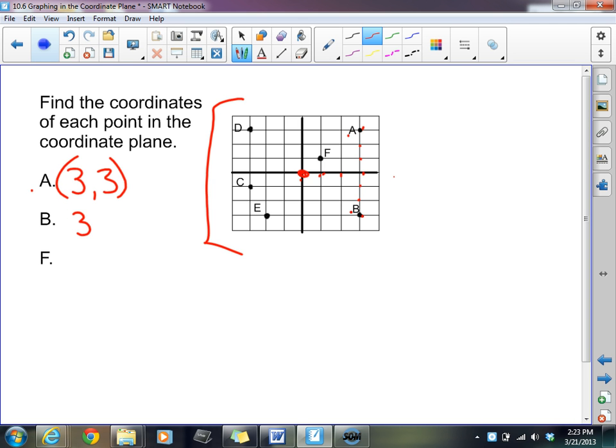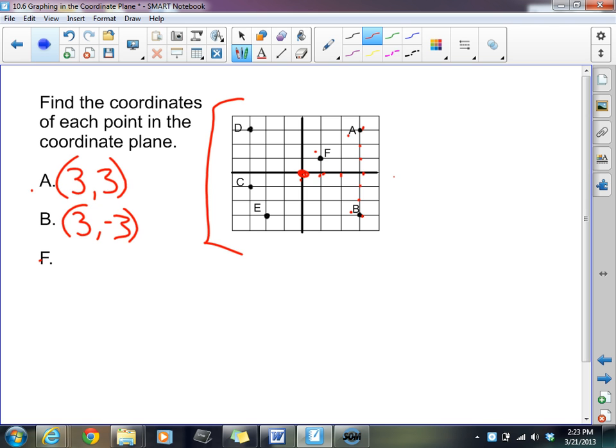So the ordered pair for B is going to be 3, negative 3, because we went down on the y-axis. Alright, last, F. Okay, so I see F right here.